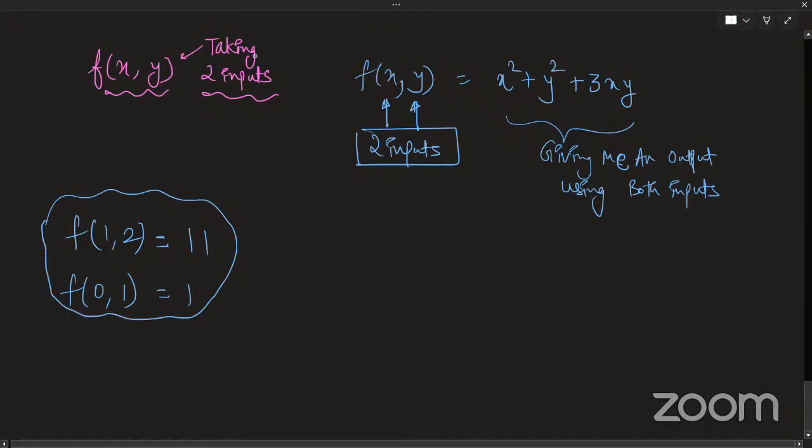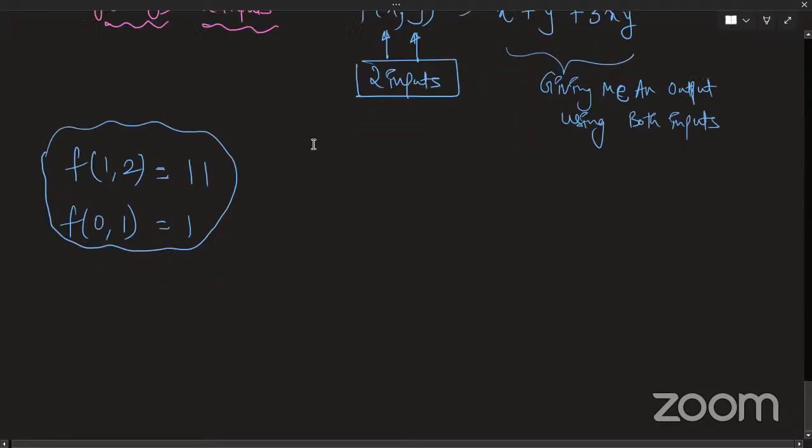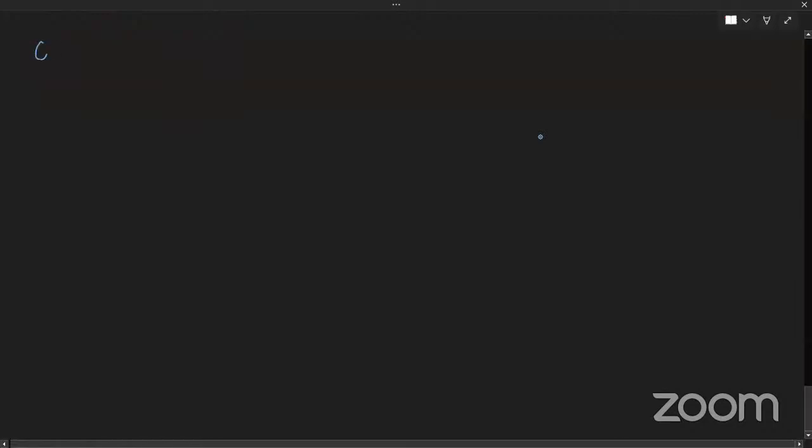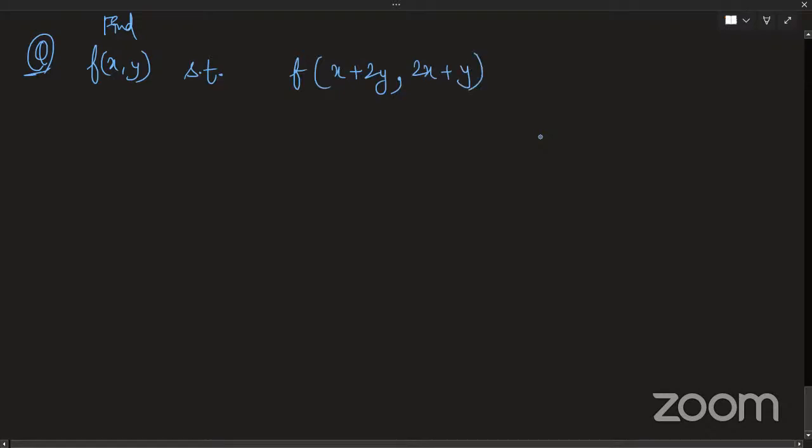Great. So you now understand what is meant by two inputs. It is very easy. Earlier we had one input, now there are two inputs. So I have a function f of x comma y. Find f of x comma y such that my functional equation is f of x plus 2y comma 2x plus y is equal to 2xy.